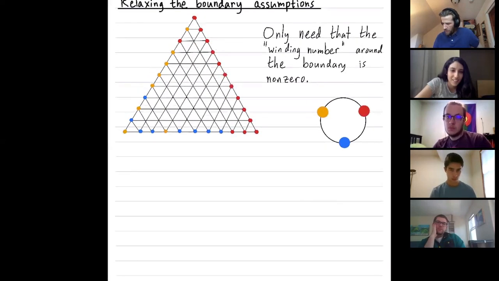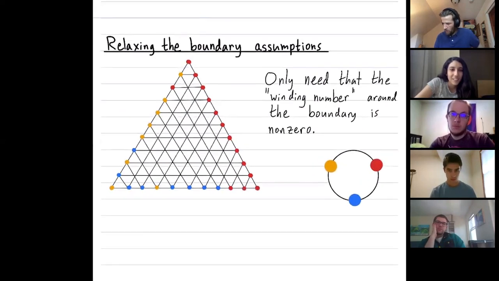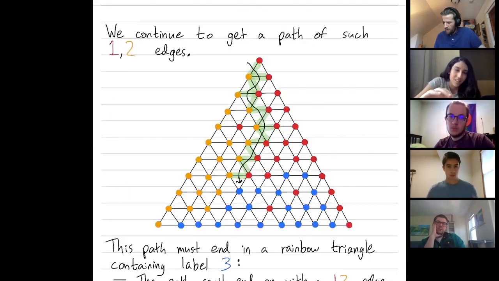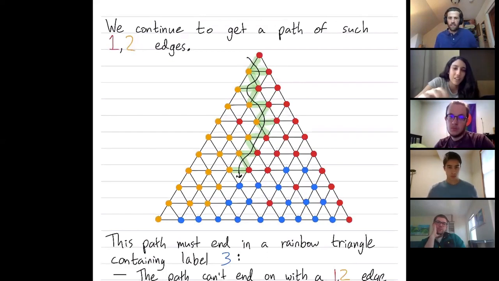I want to relax the boundary assumptions. So let me critique. Oh, yeah, Laura? Can I ask a question? Does it matter how fine you discretize this? If you discretize it even finer, are you guaranteed to land within the larger triangle you would have gotten if you discretized differently? Typically, yes.